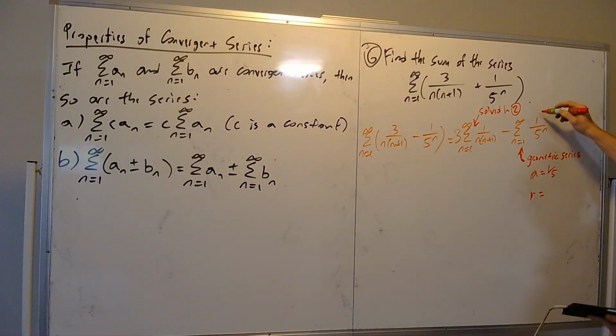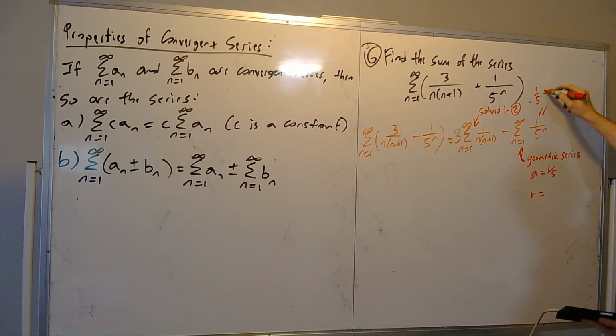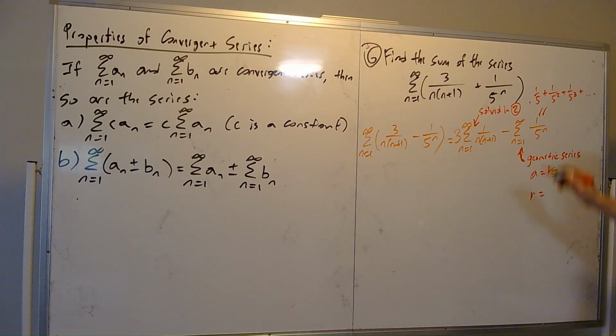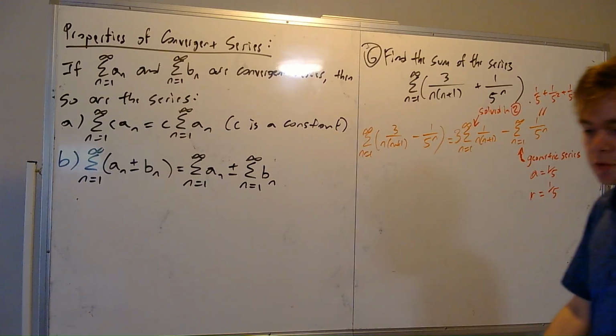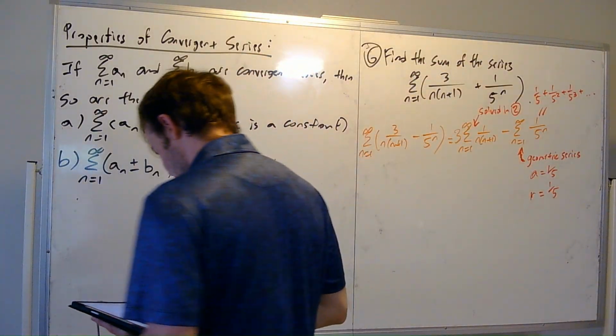So if we just write out what this is equal to, our first term was 1/5. Our second term, if we have n equals 2, is 1 over 5 squared. Our third term is 1 over 5 cubed, and so on. Right? But to get to each next term, notice you're multiplying by 1/5. So r is actually also 1/5, because the common ratio to get from one term to the next term is going to be 1/5.